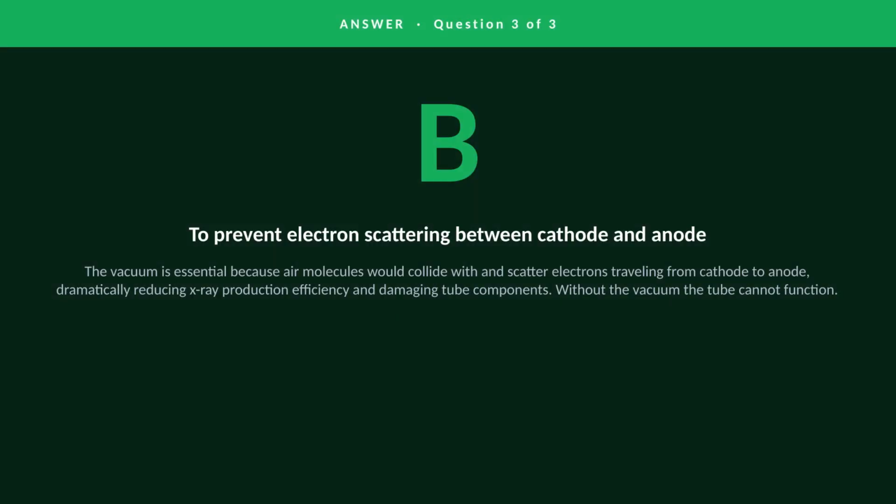The answer is B. To prevent electrons scattering between cathode and anode. The vacuum inside the glass envelope is essential, because air molecules would collide with and scatter the electrons traveling across the tube, dramatically reducing X-ray production efficiency and damaging tube components. Without the vacuum, the tube cannot function at all.